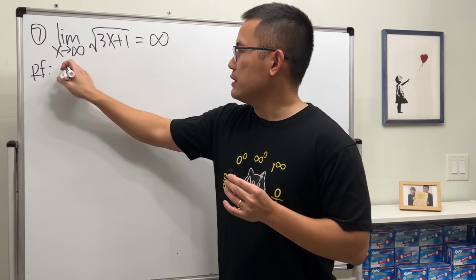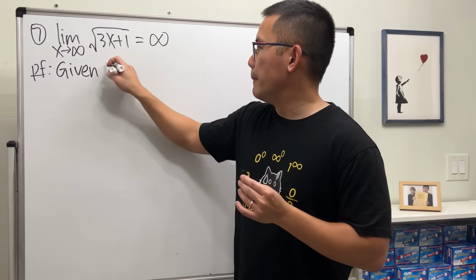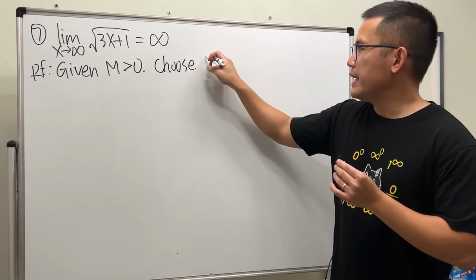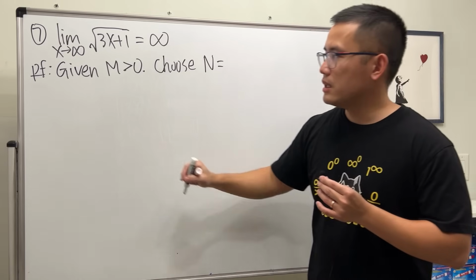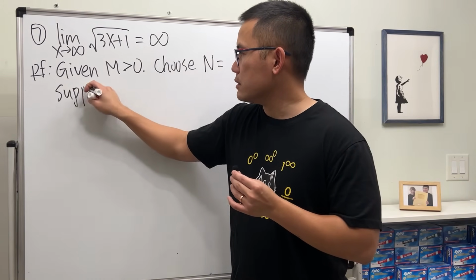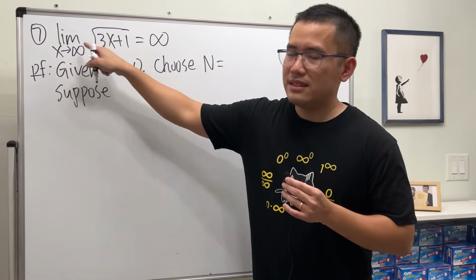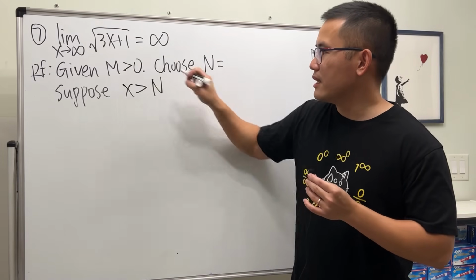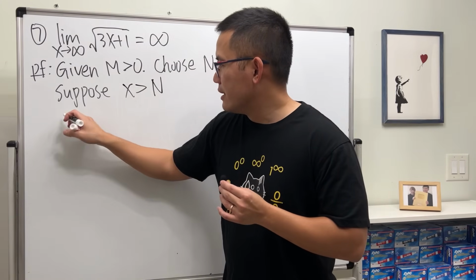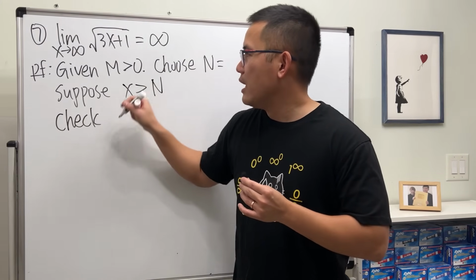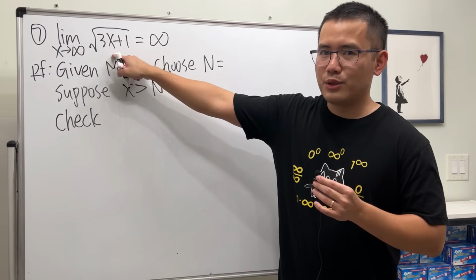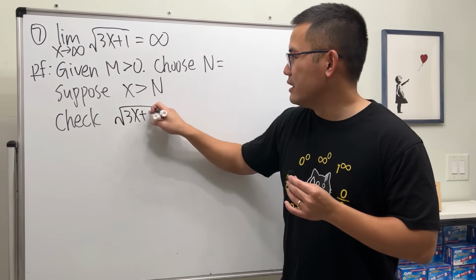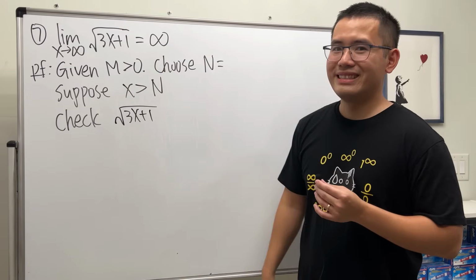First, we say given big M greater than 0. Secondly, choose big N to be something we don't know yet. Then suppose x is far away, right? Meaning x bigger than our big N. Big enough, right? Now check our function is also big enough, in the sense that our function is bigger than M. But how do we do it?